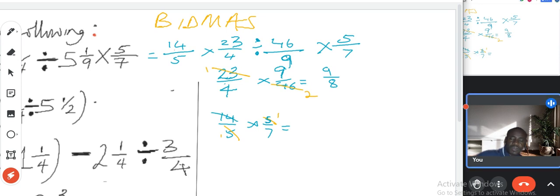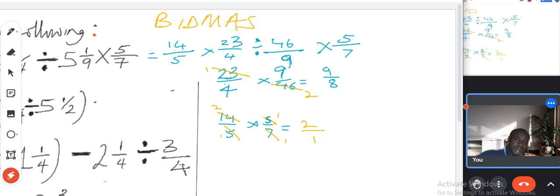Please use a different color of marker for striking out. Good. So finally, 2/1. Oh yeah, because it's improper. Just 2/1. Any number divided by 1 is that same number.